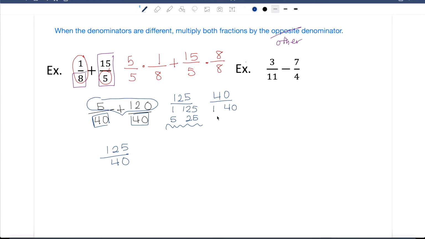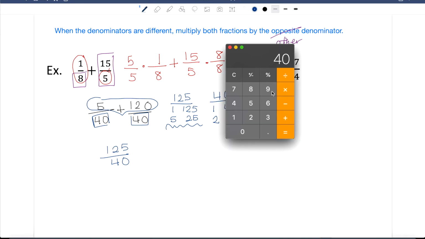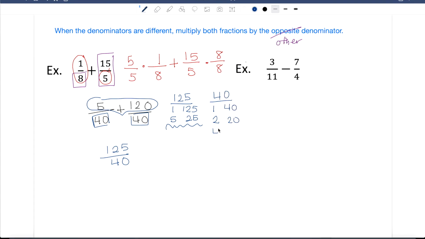1 times 40. 40 divided by 2 is 20. 40 divided by 3, nope. 40 divided by 4 is 10. 40 divided by 5 is 8. 40 divided by 6 doesn't work. 7 doesn't work. After 7 it's 8, but we already have 8 on the list. So now you're done. And now you just have to compare and figure out what number they have in common. If they have multiple numbers in common, you always want to choose the biggest number.